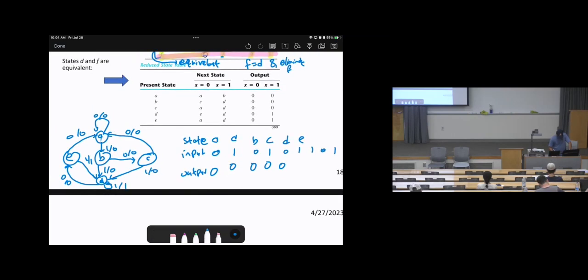E, the input is 1. Output is 1, then we will go back to D. Now with D, input is 1, we will remain at D, output is 1. Now D, input is 0, output is 0, and we will go to E.